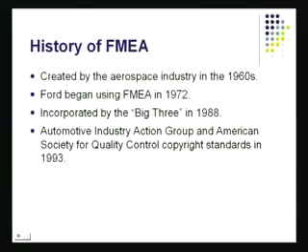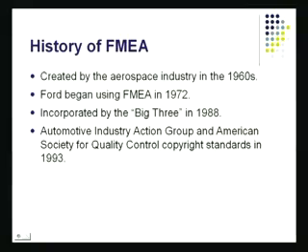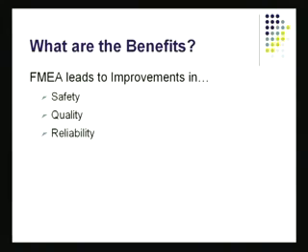Ford began using this in the automotive area to try to reduce breakdowns of cars. And it was adopted by the big three when they moved slowly toward QS 9000. They started using FMEA. The big three are GM, Chrysler, and Ford. These are the big three automakers. And the Automotive Industry Action Group is a group that basically formalizes a lot of actions which are going to benefit these three auto companies.